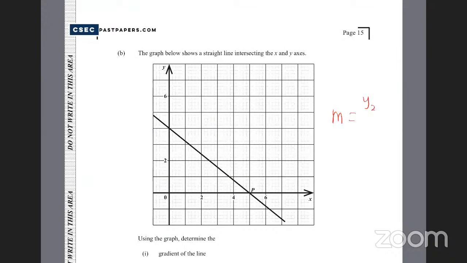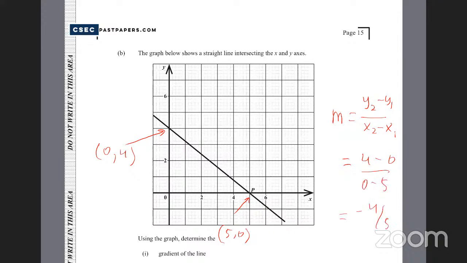Right, gradient is y2 minus y1 over x2 minus x1. Two easy points to work out. The points to take are here, that's what, 0, 4? And here is what? 5, 0. Okay, so it'll be 4 minus 0 over 0 minus 5. So that's negative 4 over 5. Negative, right, Amrita? Negative 4 over 5.